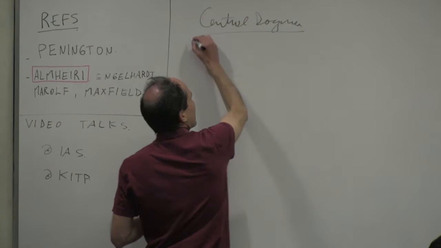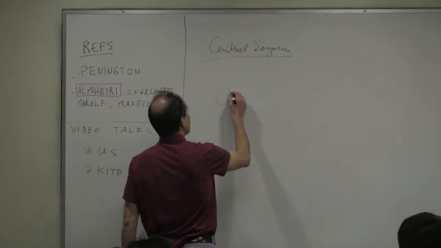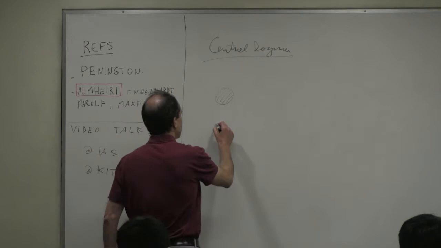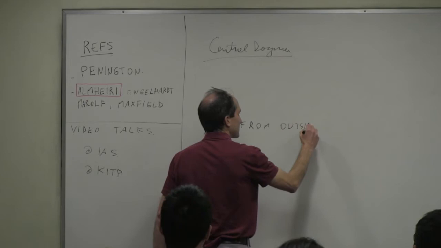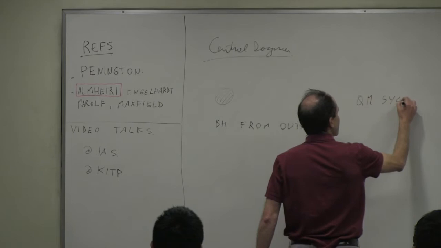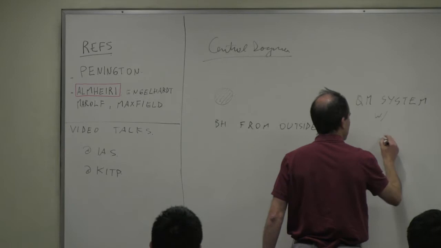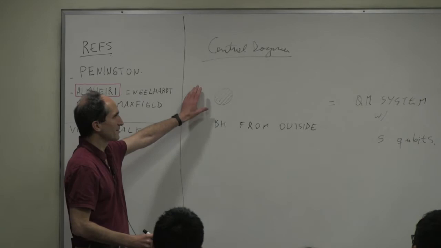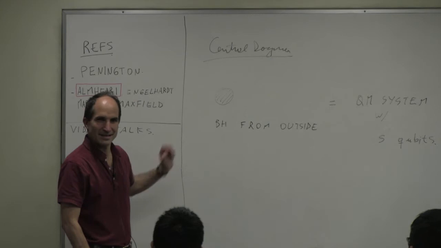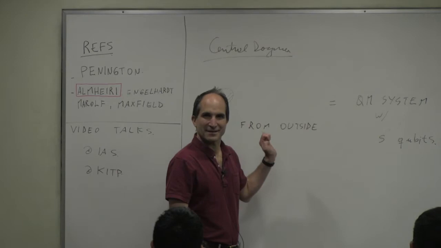And it consists of the following: if you have a black hole and you look at the black hole from the outside, it is equal to a quantum mechanical system with e to the S qubits. Okay? Very good. There is lots of evidence for this, for example that the black hole entropy in string theory works, the SCFT and so on. But you can take it as an article of faith for this talk, and we'll discuss evidence for this.